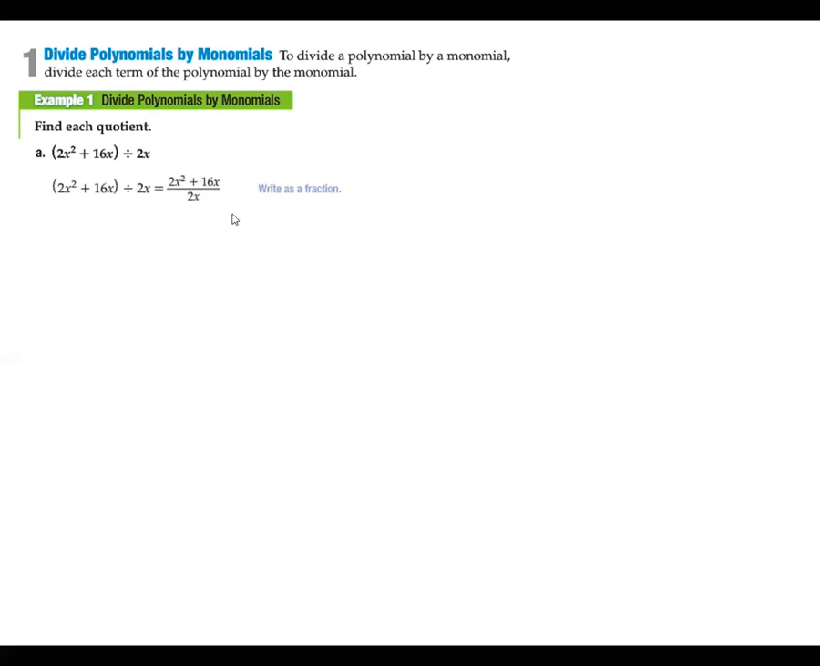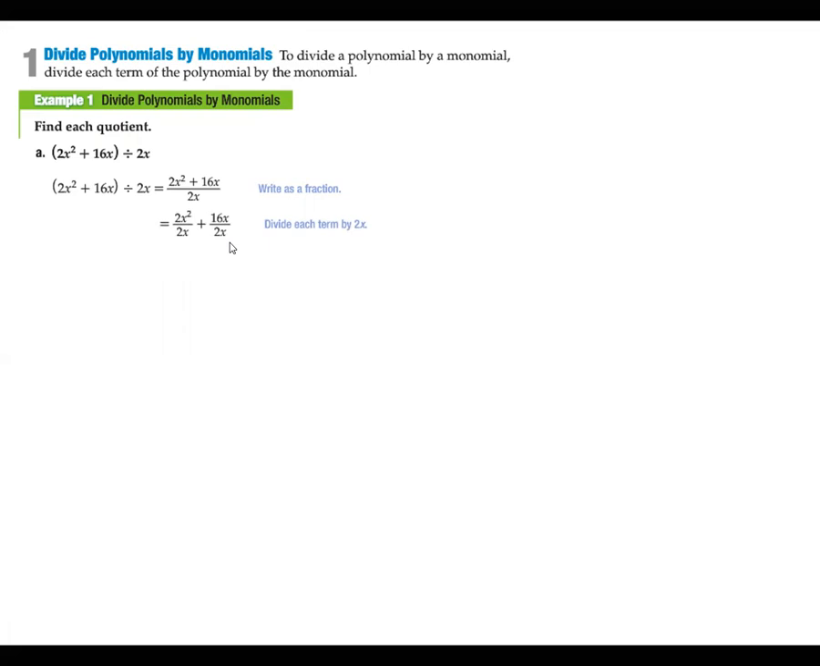by the monomial. So if I want to find the quotient, 2x squared plus 16x divided by 2x, I could just set it up as 2x squared plus 16x all over 2x. And then since it's just divided by a monomial, I can divide each term in the numerator by the monomial. Okay, so I can think of it as 2x squared over 2x and 16x over 2x.